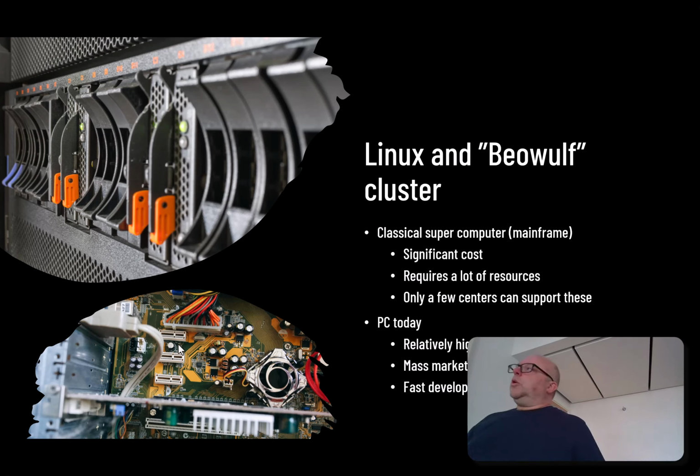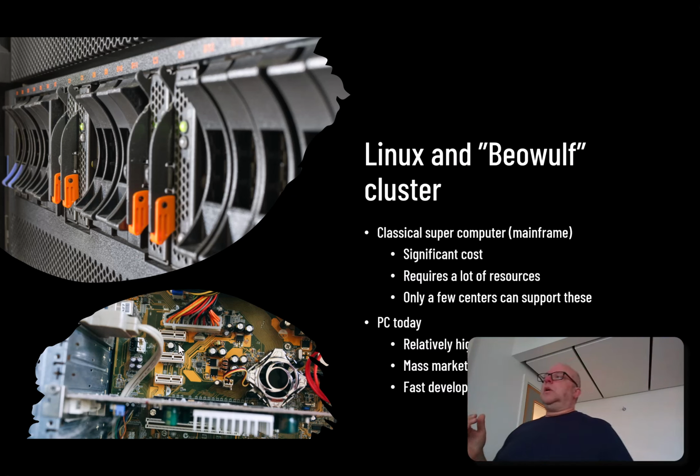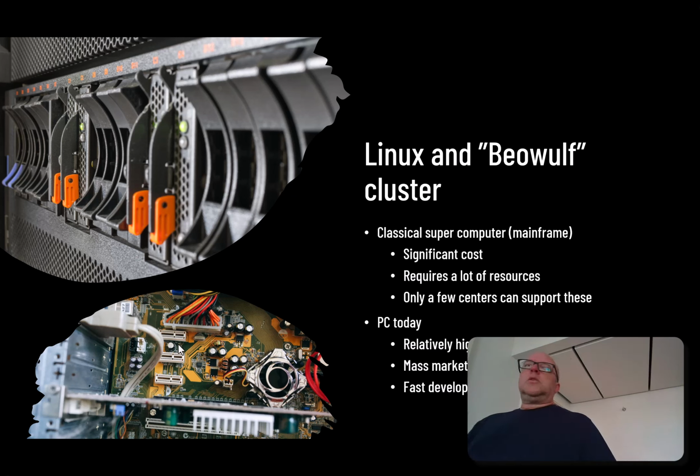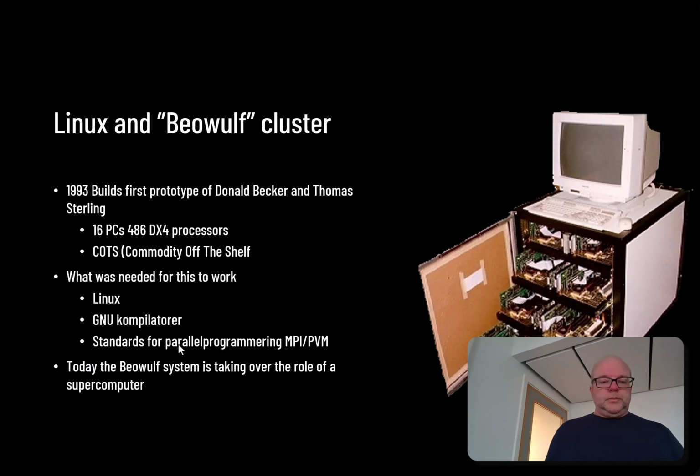As I said, the classical supercomputers before the Linux revolution were really expensive. They needed a lot of resources, and only a few sites could actually pay for them. But when the PC entered the market, it produced a volume market with relatively high performance per unit. It was a mass market, so each component, like the motherboard, was really cheap, so you can build a lot of them and connect them together. And with GPUs today, the PCs are really fast as well. So you can build quite big clusters using the PC architecture, and that is actually what we are seeing today.